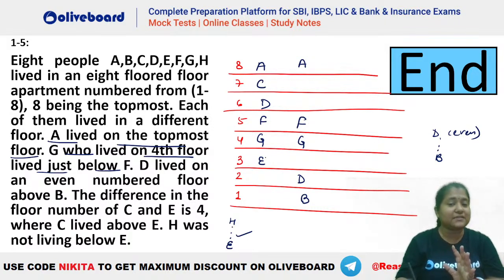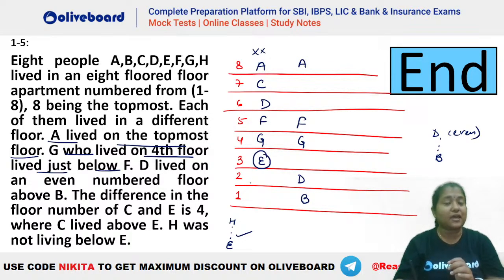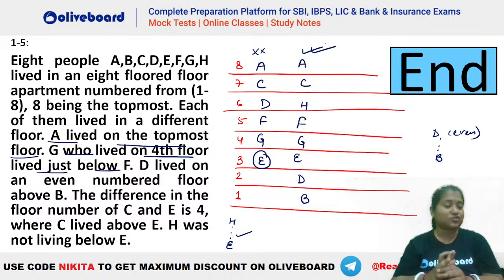But in this case, the problem will be that E ke upar will have to place your H, but that is not possible here, right? You cannot place your H above E. That is why the first case is wrong. In the second case, you can see 7, 3 again will be for your C and E, such that C is above E, will be like this, and H is the remaining person, so H will be here. So this is going to be the final answer that you should be getting.